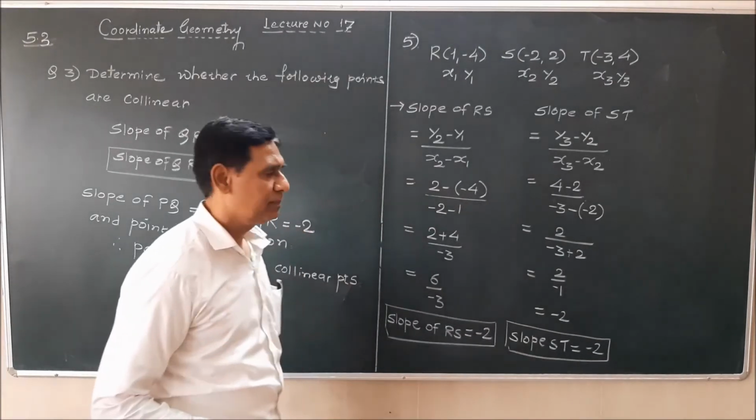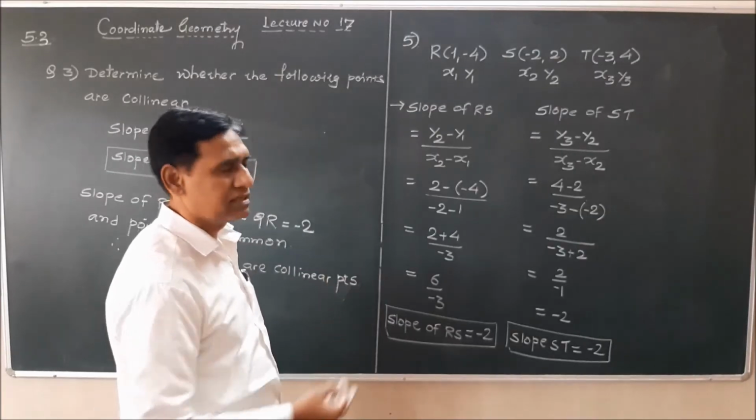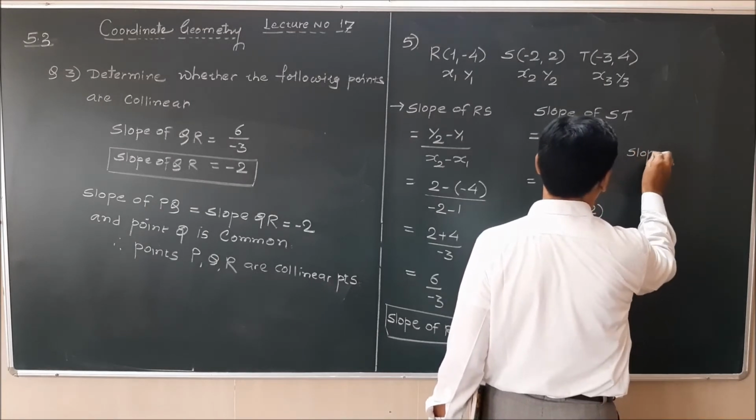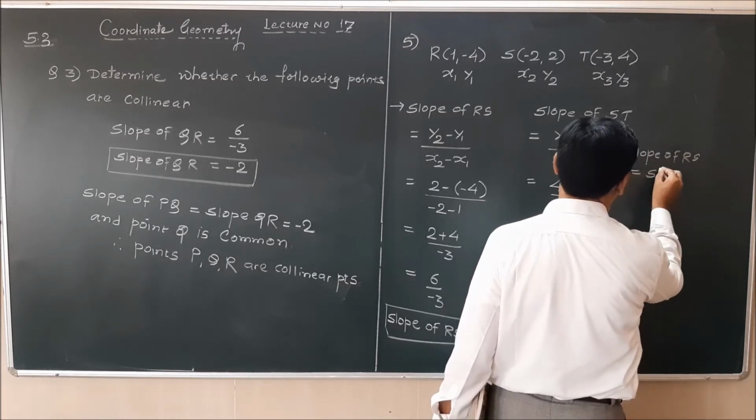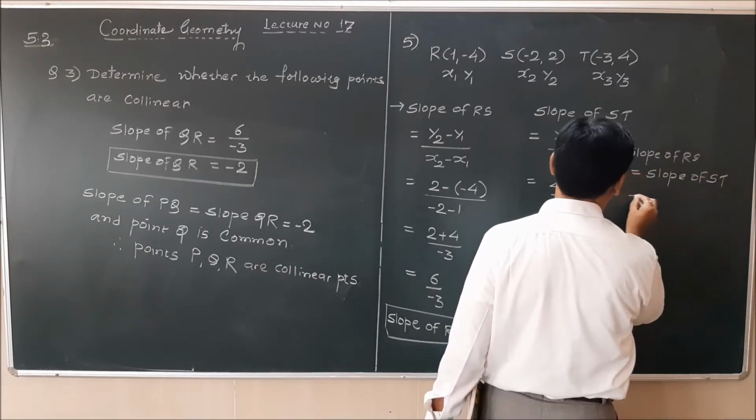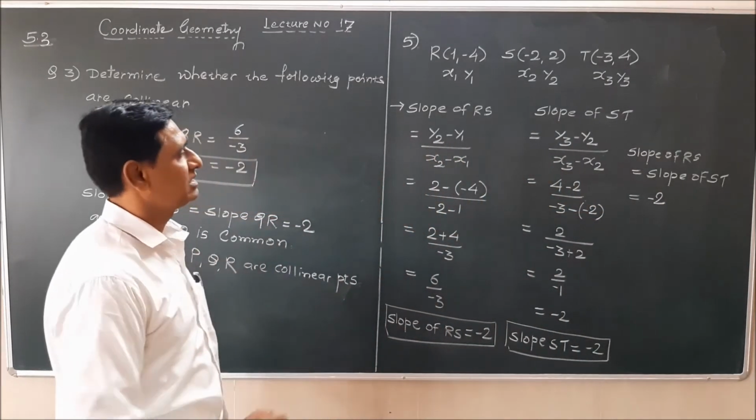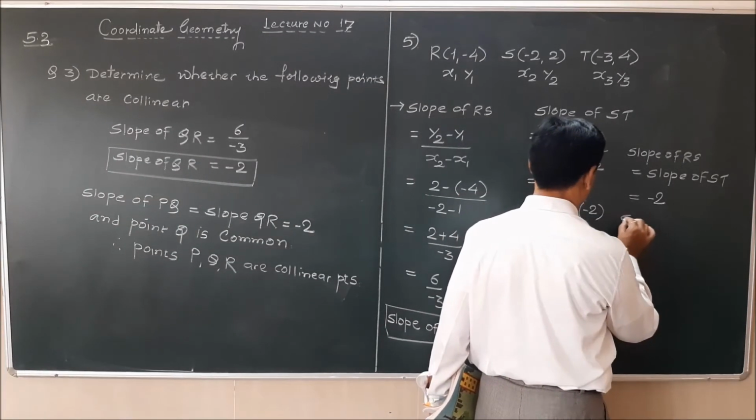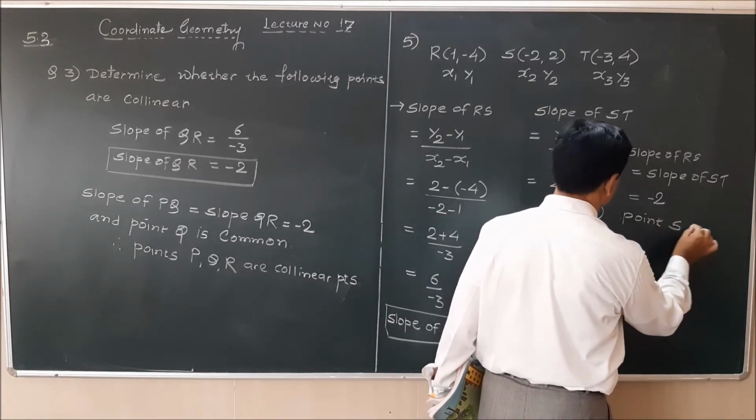Now in this case what happened? Slope of RS is minus 2, slope of ST is also minus 2. So our answer is the same. Slope of RS is equal to slope of ST, that is equal to minus 2, and point S is common.